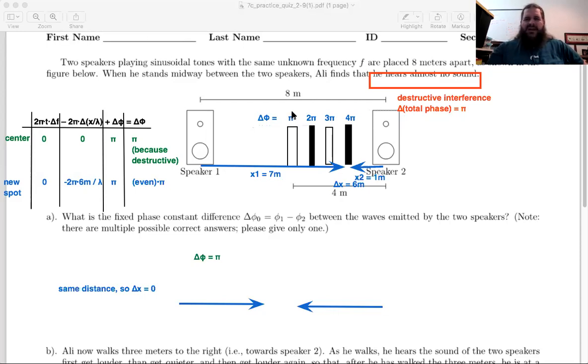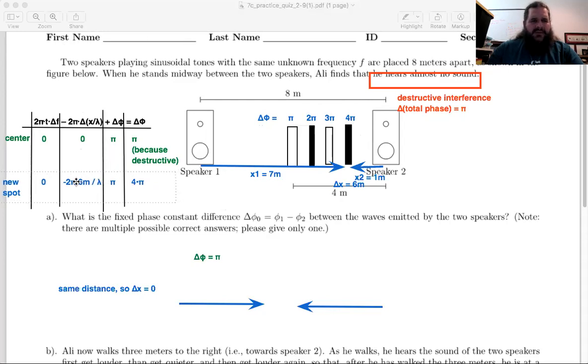So we can associate each constructive or destructive spot with a specific value of delta total phase. Odd multiples of pi for the destructive zones, even multiples of pi for the constructive zones. Because of how many loud, quiet cycles we've gone through by walking this distance, we can label this 4 pi. So it's not just any even multiple of pi, we can specifically call that 4 pi.